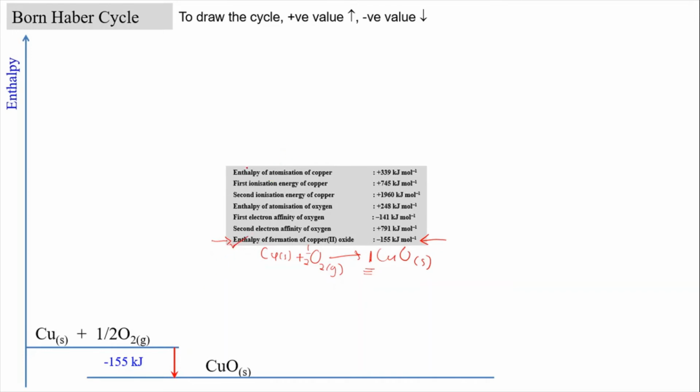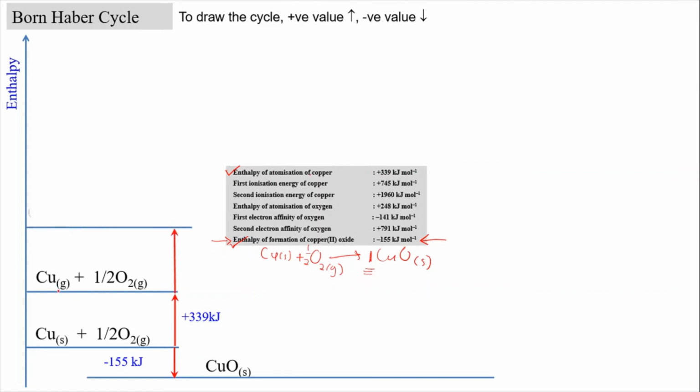Now let's look at the copper first. Enthalpy of atomization of copper. So from a solid, it goes to gas, and it increases by 339. So copper solid will become copper gas, and this one will still maintain as usual because we only change the copper from a solid state into a gaseous state, and this requires energy as much as 339 kilojoule. Now we need to do the first ionization energy of copper. So copper gas will become copper ion, and it releases 1 mole of electron.